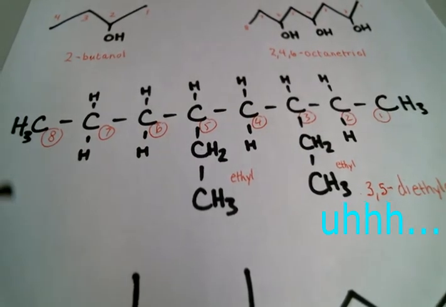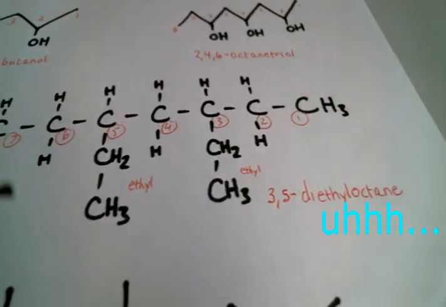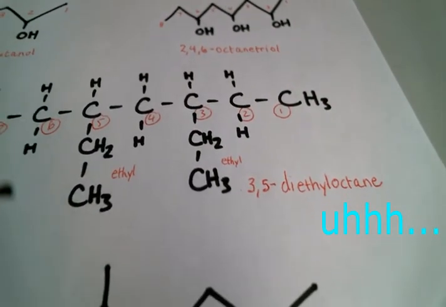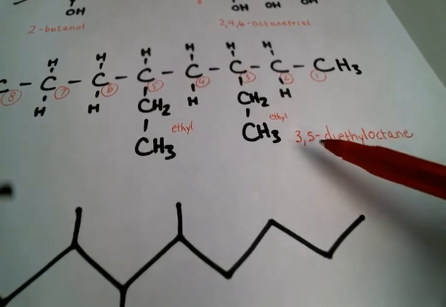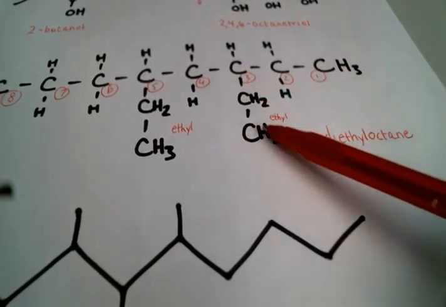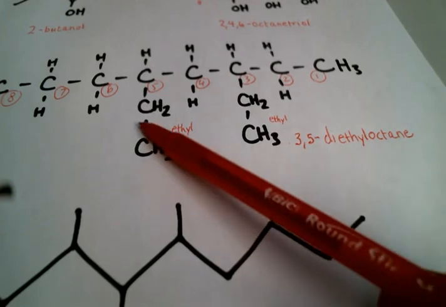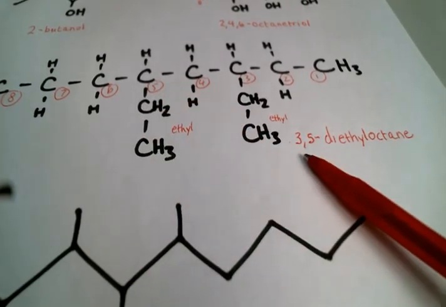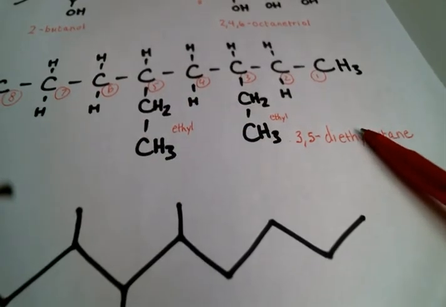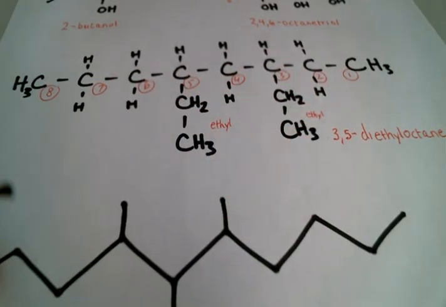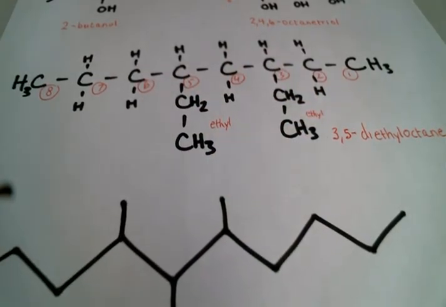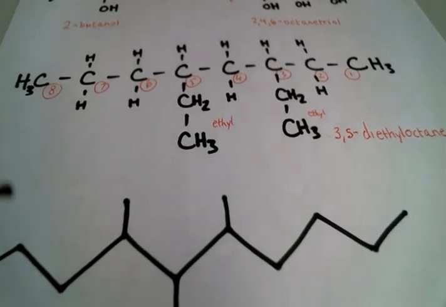And I just realized now none of you can see that. So let me move that over there for you. 3,5 diethyl octane there. We have an ethyl group on carbon 3 and an ethyl group on carbon 5. So there's 3,5 diethyl and octane because there are 8 carbons in that chain. All right, we only have one left.